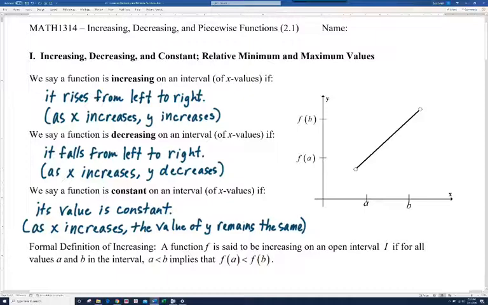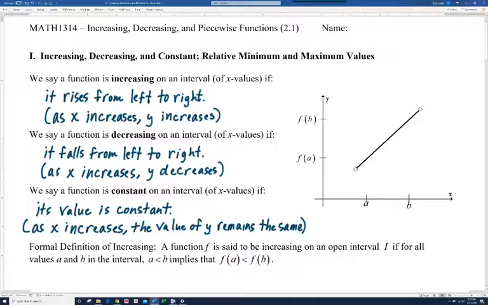Now, down below, they have a formal definition, which is the kind of thing you're going to see if you go on to a calculus course. So I just want to introduce this to you here. You can give this kind of definition for any of these. Let's see if we can make some sense out of this.